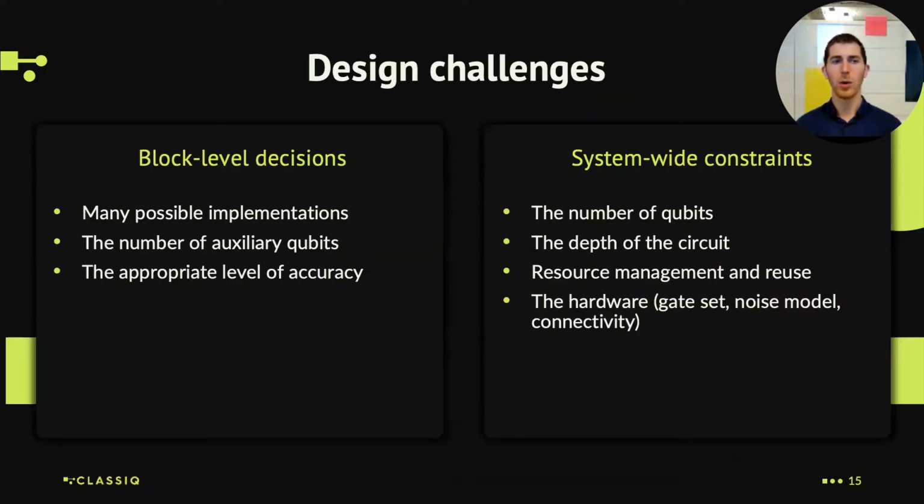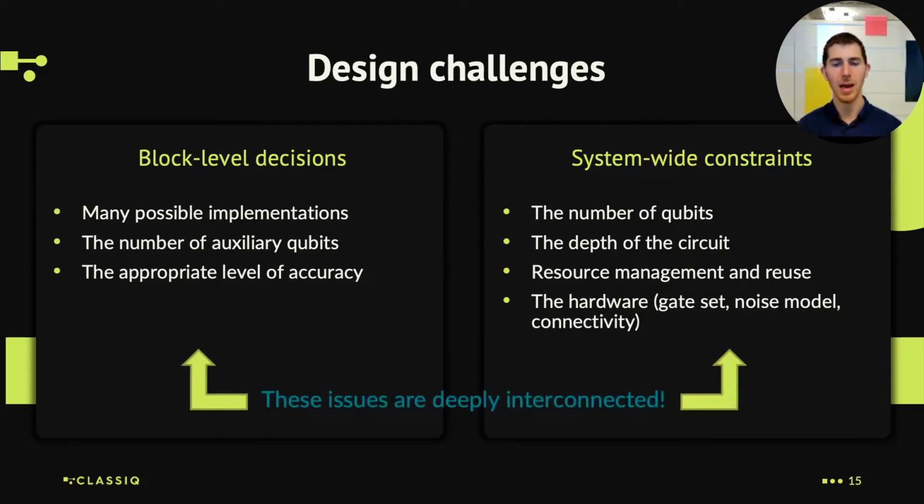So when we design a quantum circuit, we have on the one hand block level decisions, because for one block, there are many possible implementations. You can use different numbers of auxiliary qubits, you can achieve different levels of accuracy. But on the other hand, you then need to take care of the system-wide constraints, like the overall number of qubits, the overall circuit depth and CNOT gates, and of course the hardware, the preferred gate sets and noise model and connectivity. And the main problem is that you can't really divide these issues, right?